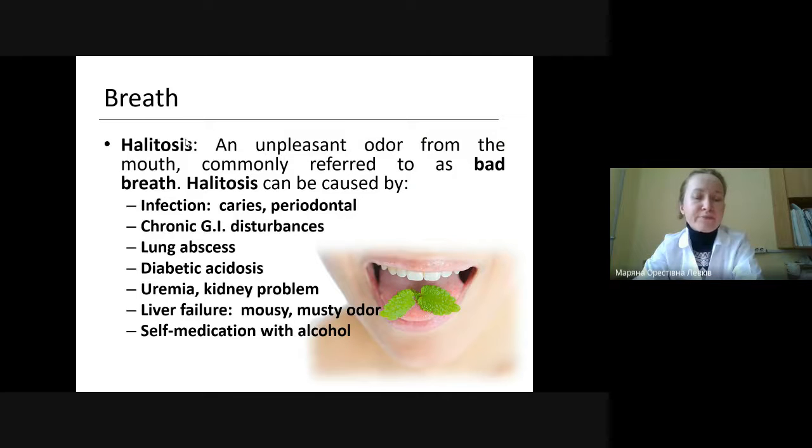So, halitosis. It is unpleasant odor from the mouth, commonly referred to as bad breath. Halitosis can be caused by infections such as caries and periodontal pathology, chronic gastrointestinal disturbances, liver failure, diabetic acidosis, and so on.